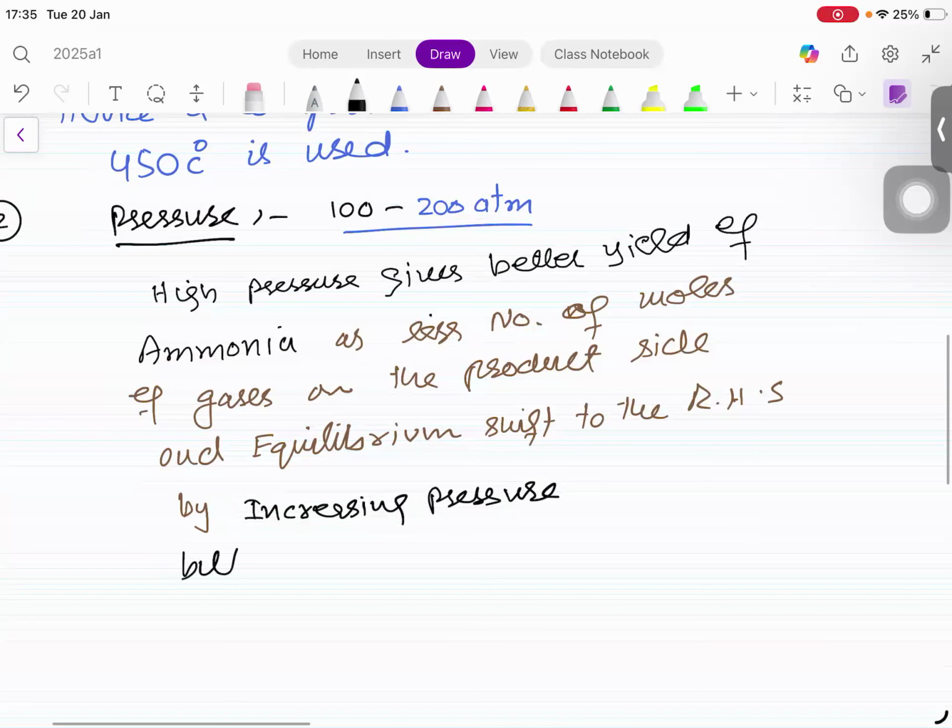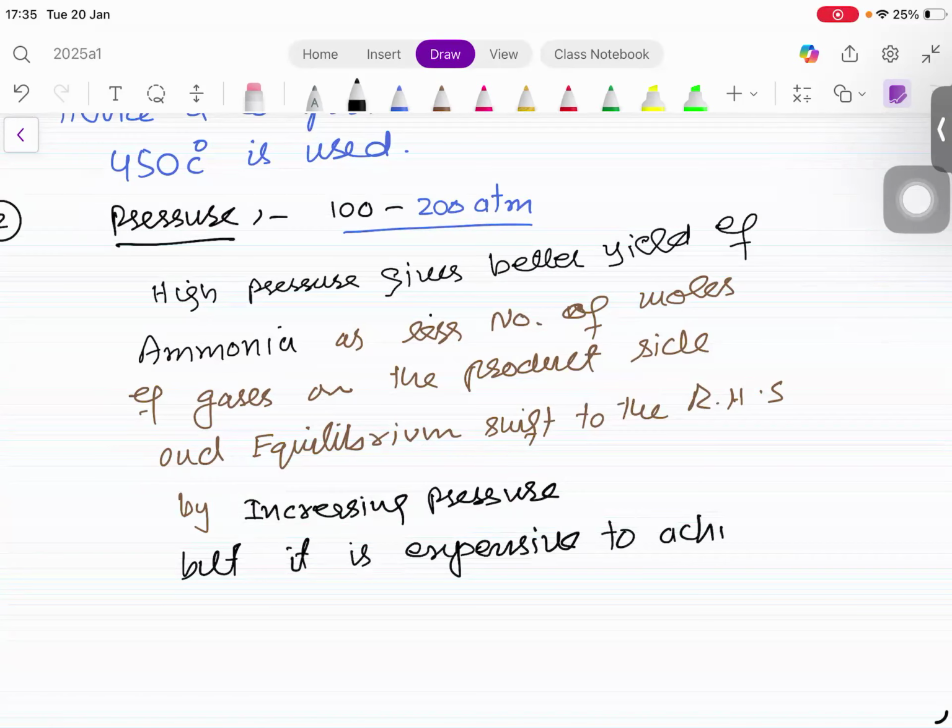But the problem is it is expensive to achieve. Hence, 100 to 200 atm is used.